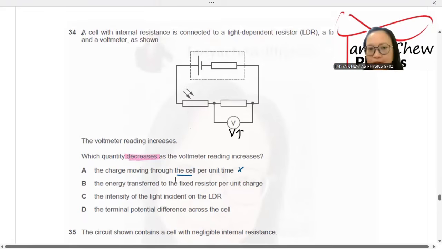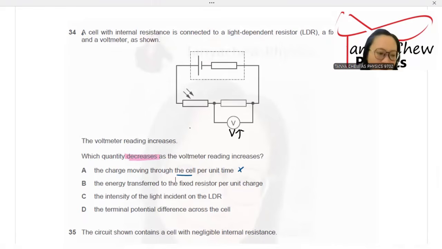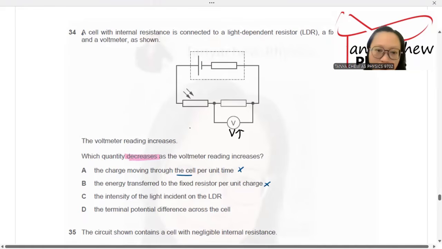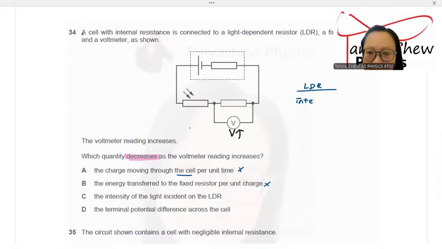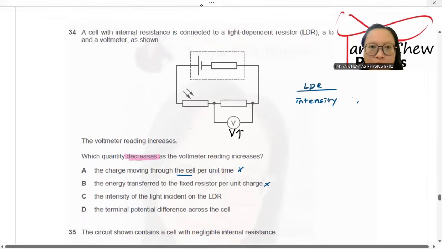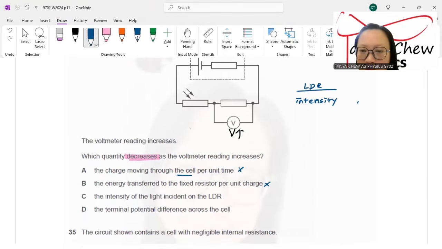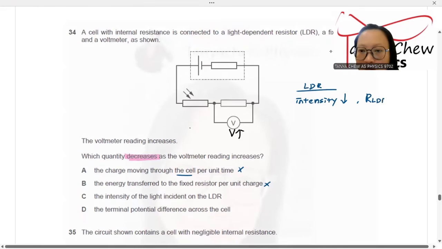The current flowing through the cell is not decreasing, because it is the potential difference across the voltmeter, which is connected to the fixed resistor, that is increasing. Now, let us look at B, the energy transfer to the fixed resistor per unit charge. It is not decreasing as well. That is the EMF. And C, the intensity of the light incident on the LDR. If the intensity decreases, the resistance of the LDR would increase.